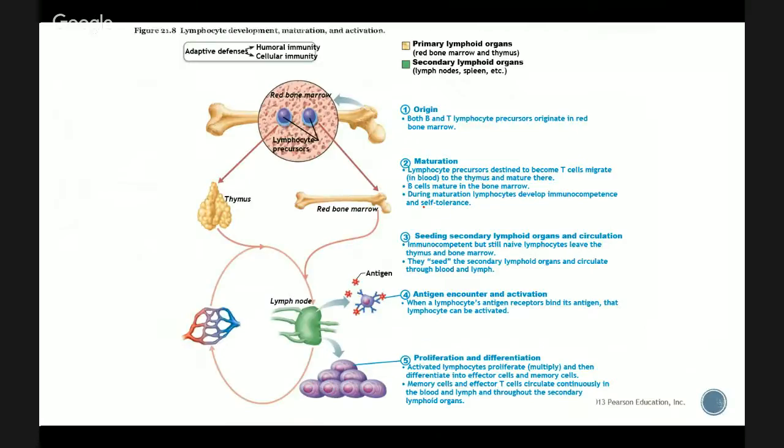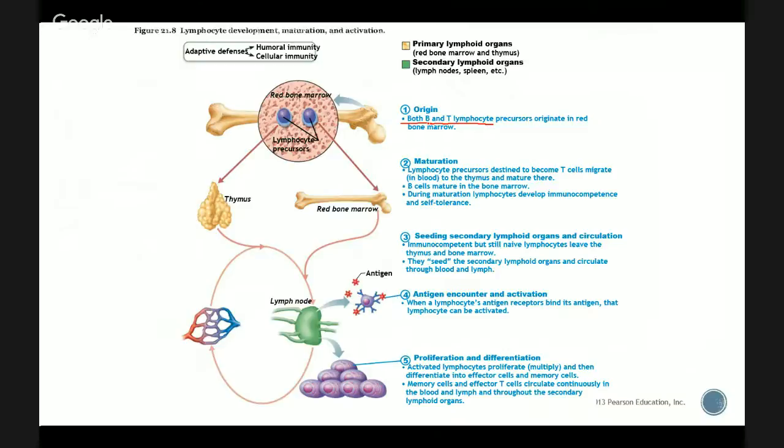All right, so the cells of the adaptive immune system: I mentioned before already, we have two different types of lymphocytes. They're all born in the red bone marrow. So we have B cells and T cells, also called B and T lymphocytes. They're born in the bone marrow, but they get educated in two different places. So it's really easy to figure out which one goes where.